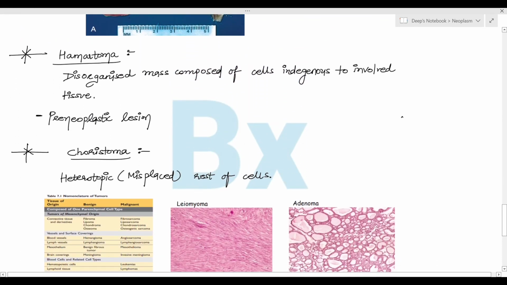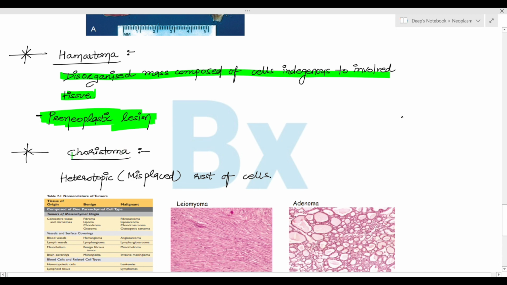Now what is a hamartoma? Let us discuss two different terms, hamartoma and choristoma. Hamartoma means a disorganized mass composed of cells indigenous to the involved tissue. The literal meaning of hamartoma is a disorganized mass in its own normal place. Suppose a disorganized mass in the lungs, but its epithelial differentiation will be just like the lungs. So it is a pre-neoplastic lesion. Hamartoma has just a disorganized mass, nothing else.